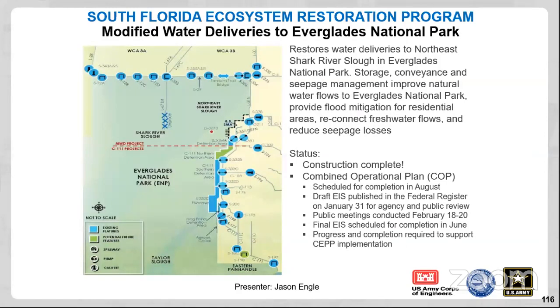The next project is the modified water deliveries to Everglades National Park. Again, most will be familiar with this project. This was a long time in planning, and it is also complete. We are wrapping up the combined operational plan, which is the operational plan for the system. We're going to be completing that in August. There's an EIS in the Federal Register that was published in January. We have a final EIS scheduled for June. And the progress and completion required to support SEP implementation.